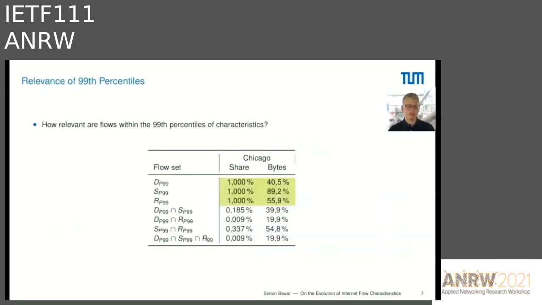Next, we were interested in the relevance of such heavy hitter traffic. Therefore, we calculated the share of transmitted bytes by such flows within the 99th percentile for each flow characteristic. We did not find a specific trend over time, so here the table shows the average across all traces taken in Chicago. In the right column, we see the share of bytes transmitted by different percentiles, and the flows within the 99th percentile of flow size represent a large share of the totally transmitted bytes, with nearly 90% of all TCP bytes transmitted by such 1% of flows.